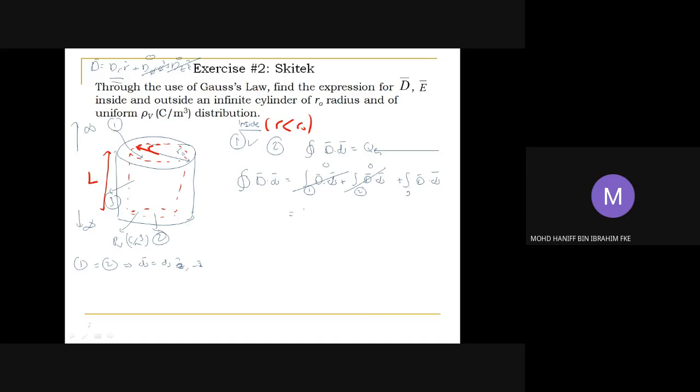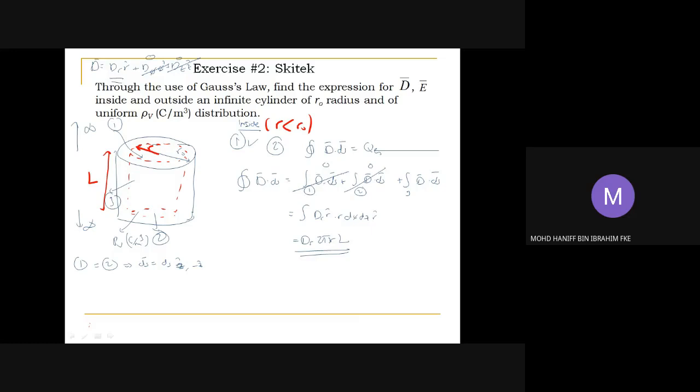So in the end we're going to have the integration of D_r dS, and the dS for the third surface will be r dφ dz in the direction of r. So this will give us D_r times 2πrL, which is the integration on this particular closed surface, the red colored surface. You can have D_r 2πrL.